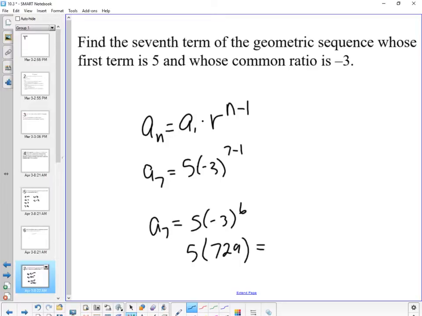I gotta go 7 minus 1, right? Position minus 1. And then finally, 3645. Please verify you got the correct one. Any questions?